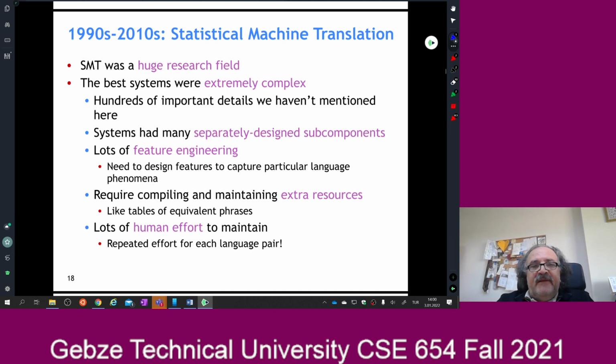And you had to solve lots of subcomponents like the alignment problem. You need to know both of the languages very well, both French and English, or both Turkish and English, because you need to extract some features. You have to do lots of feature engineering, and you need to compile and maintain extra resources.